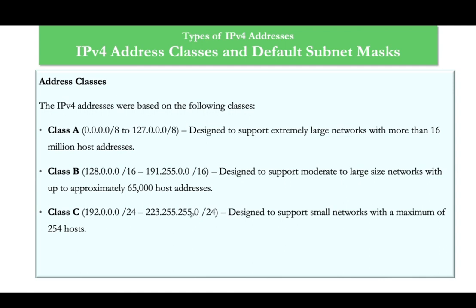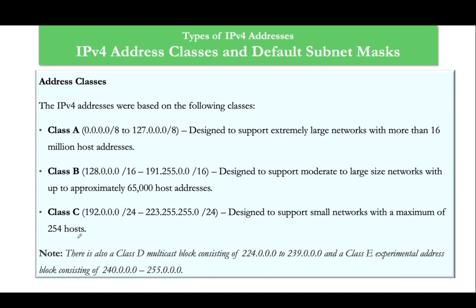Then another class is class C, where 24 bits are used for the network address. That means the first 3 bytes are used for the network address and the last byte is used for the host address. This is designed to support small networks like local area networks, with a maximum of 254 hosts. There is also a class D multicast block, which ranges from 224.0.0.0 to 239.0.0.0. And there is class E, which is used for experimental purposes.